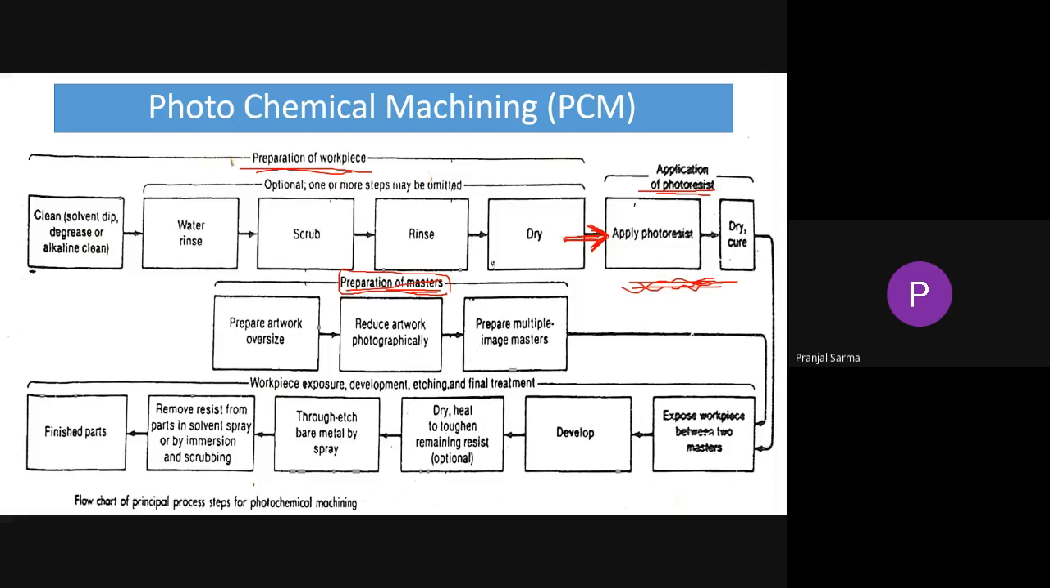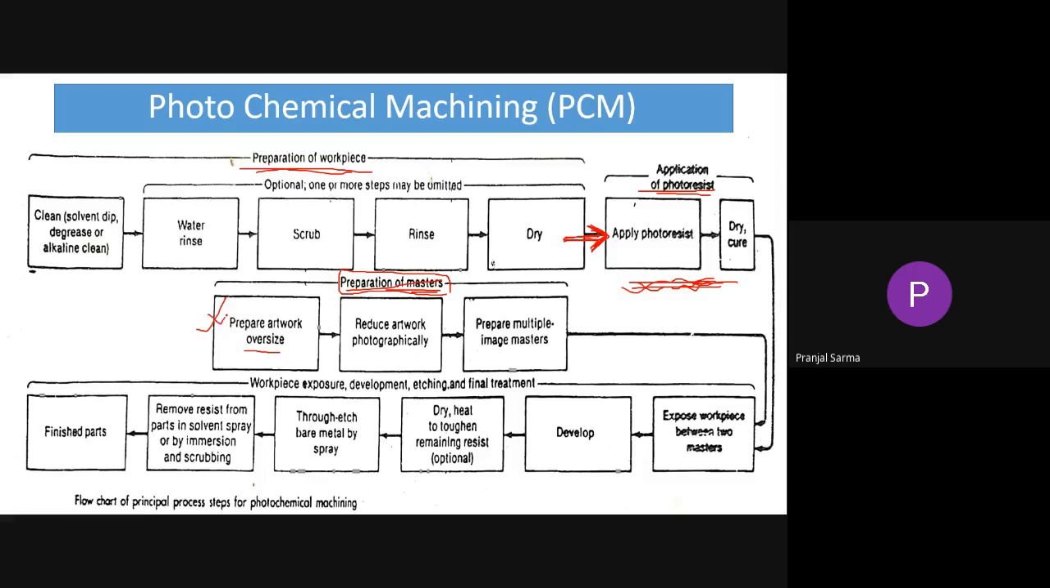So we are going to produce the master, and this master that we are going to use in PCM will ultimately be made into a certain kind of tool. That tool is a kind of artwork, and in PCM it will be called the photo tool. Depending on the type of design that you require, you are going to prepare the artwork accordingly.